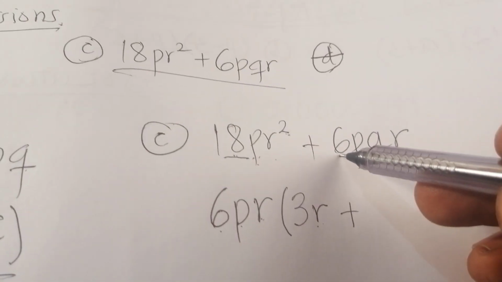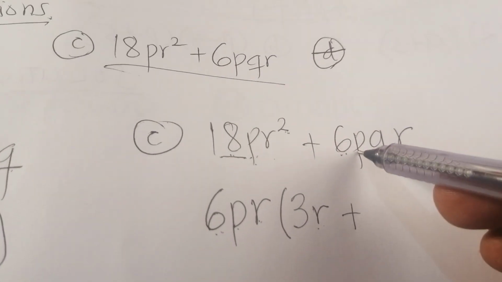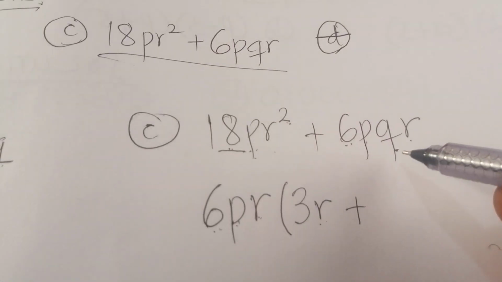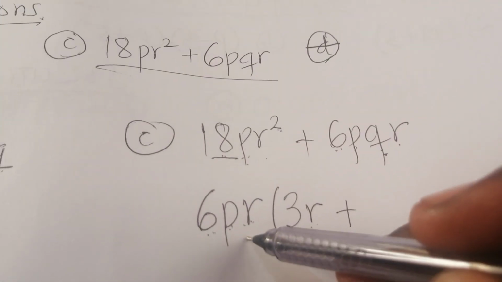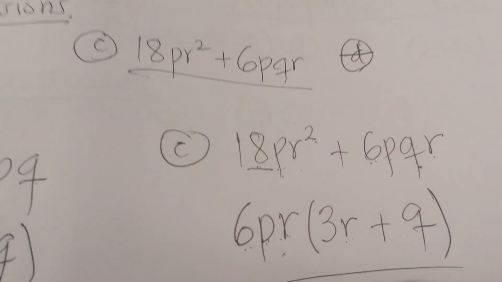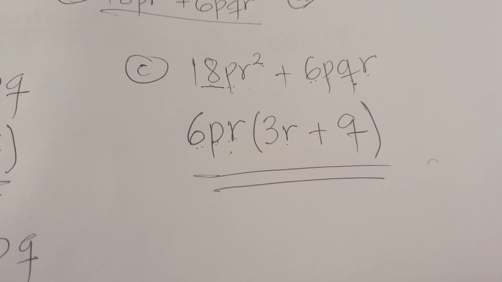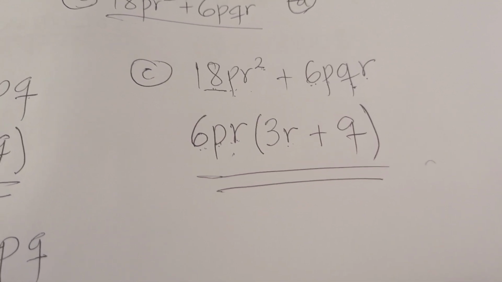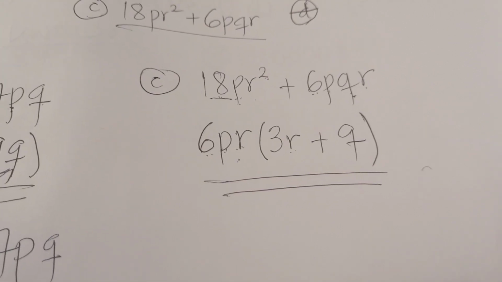Plus, now 6 is here, 6 is already here, so there is no need to write it again. P is here, P is here. R is here, R is here, but Q is here, but Q cannot be found here. So Q can also come. So by factorization, our final answer becomes 6pr into brackets 3r plus q.